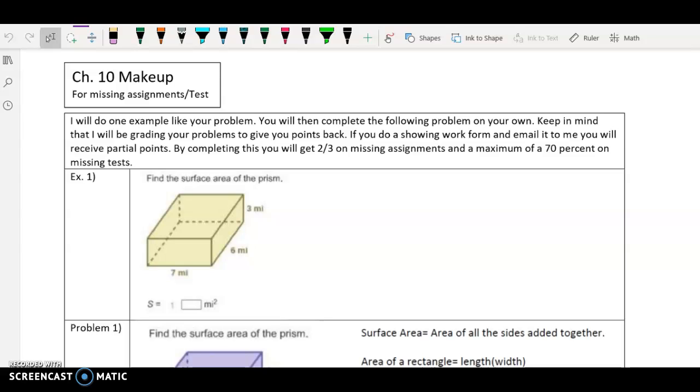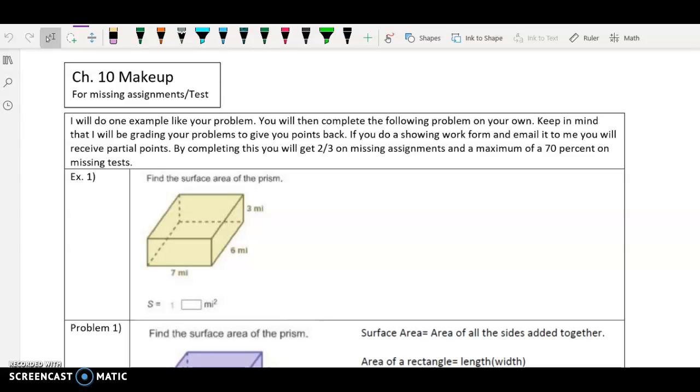So this is a chapter 10 makeup. This is for students who are missing a couple of the chapter 10 assignments as well as the tests. So you haven't seen the notes and you haven't done the big ideas. This is a way to earn partial points back without having to go back through and do all of the notes and all of the missing assignments.